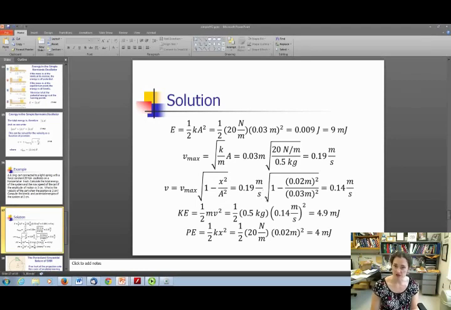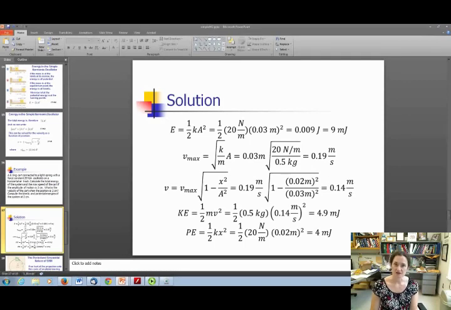Plugging in for our numbers, we get 0.19 meters per second for v max. And now it asked about the position at 2 centimeters. So plugging in for that, the square root of 1 minus 0.02 meters squared divided by 0.03 meters squared gives me a speed of 0.14 meters per second, keeping 2 sig figs.